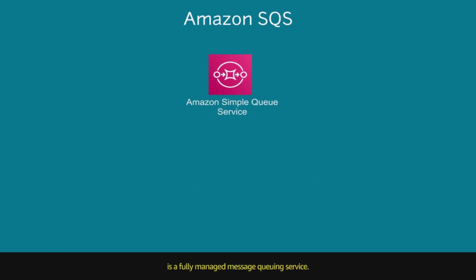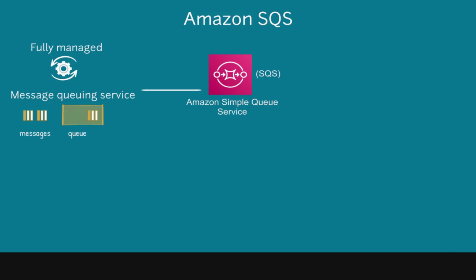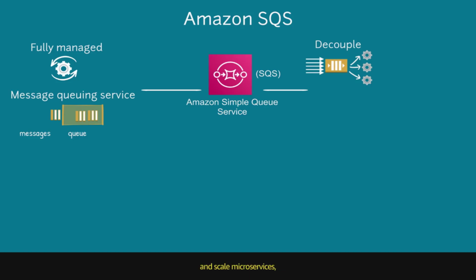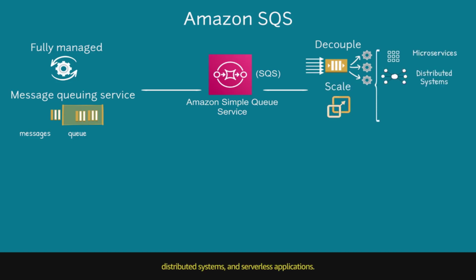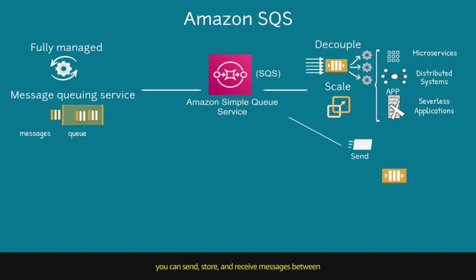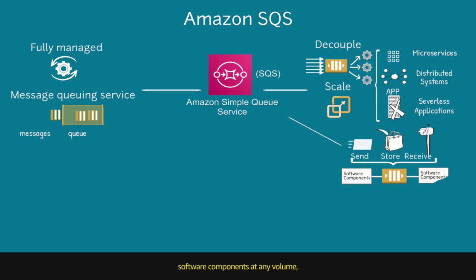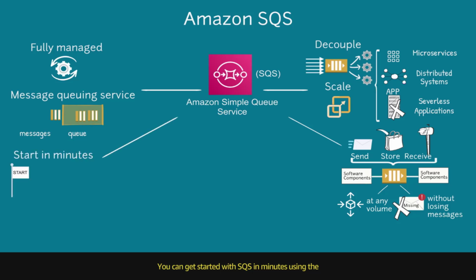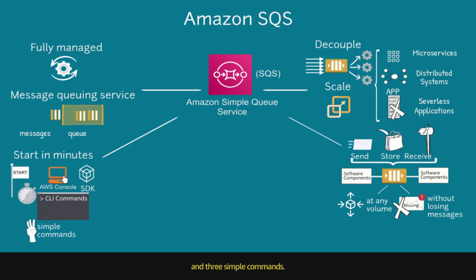Amazon Simple Queue Service, SQS, is a fully managed message queuing service. SQS lets you decouple application components and scale microservices, distributed systems, and serverless applications. Using SQS, you can send, store, and receive messages between software components at any volume, without losing messages or requiring other services to be available. You can get started with SQS in minutes, using the AWS console, command line interface or SDK of your choice, and 3 simple commands.